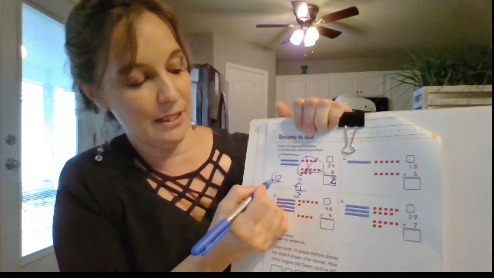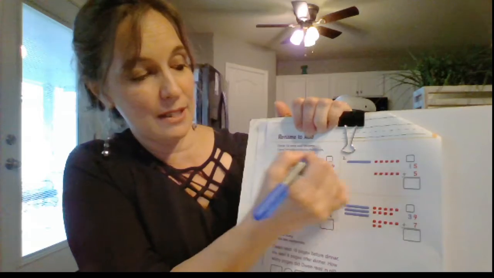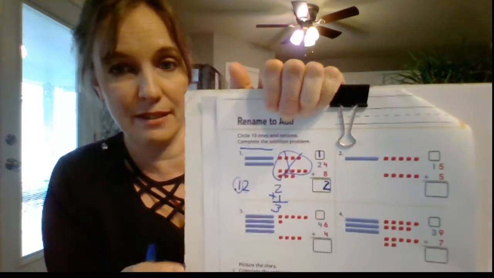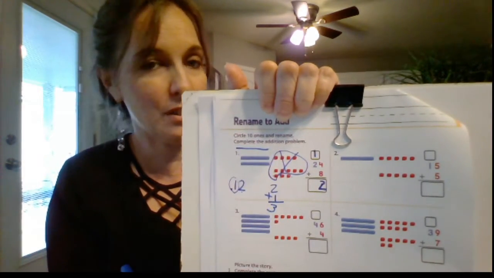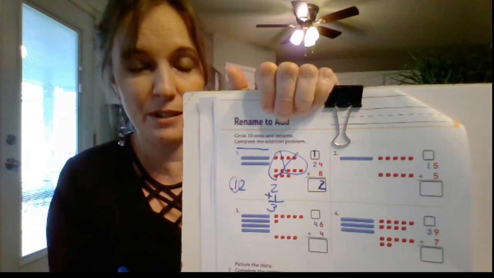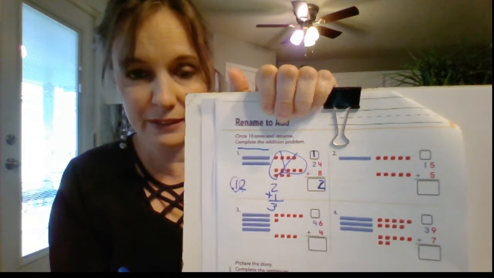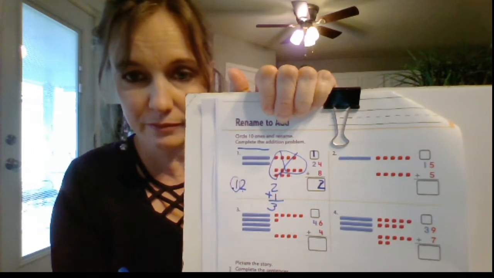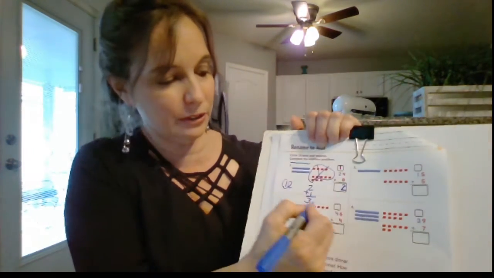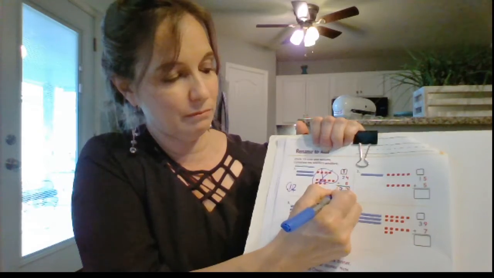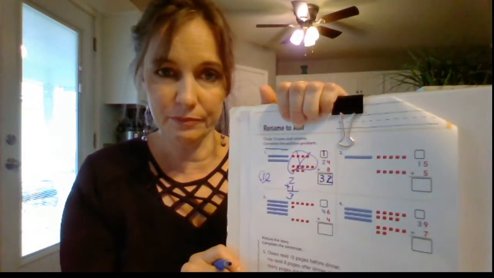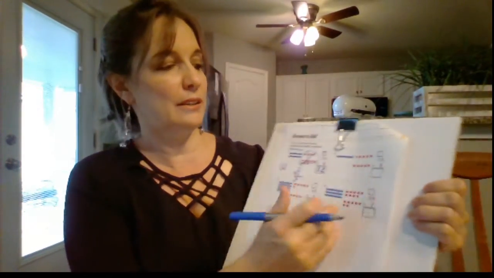Okay? But this 1 group of 10s needs to move over here with the 10s, because you cannot add 10s and 1s together because they mean different things. You have to add sticks of 10 with sticks of 10. 1 plus 2 is 3. That's 32.